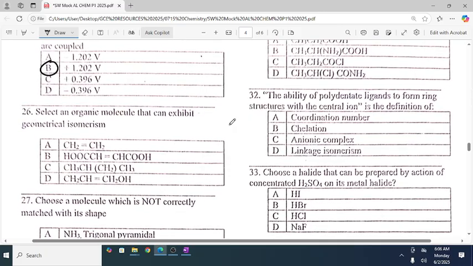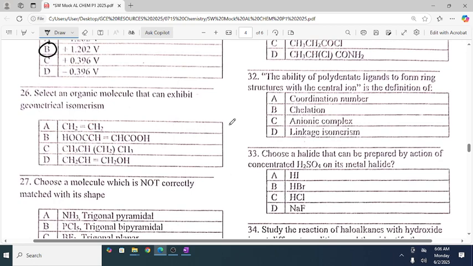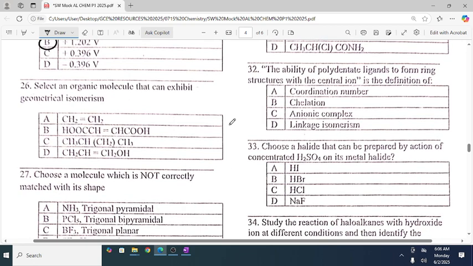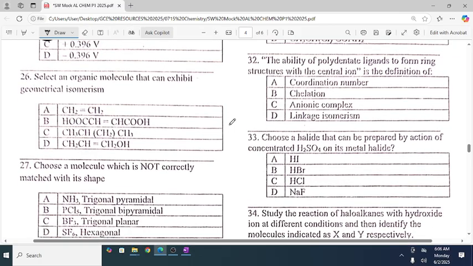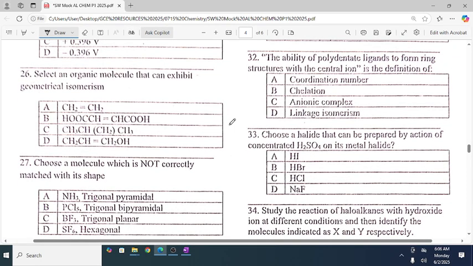Now select which can exhibit geometrical isomerism. It has to be an alkene, with cis and trans forms. Let me try to draw option D like this. You have carbon double bond to carbon. On the first carbon there is hydrogen and there is CH2. Yes, and then on the other carbon, no, I don't think this option can exhibit cis and trans.